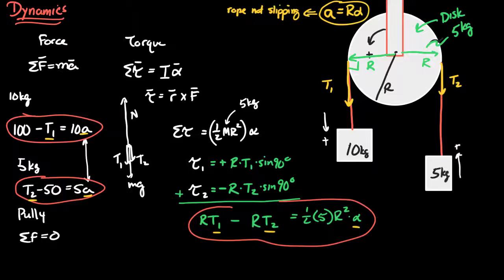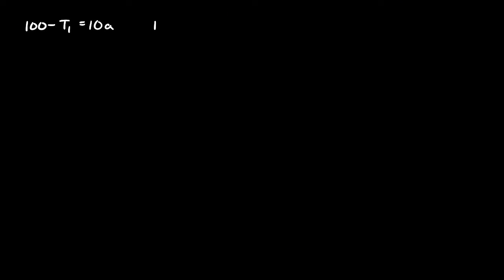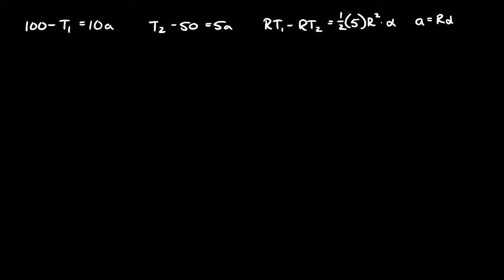Now, I'm going to stop here. We had T2 minus 50 equals 5A. The pulley experienced 2 torques, RT1 minus RT2, and that equaled 1/2 times 5 R squared times alpha. And the condition for not slipping is A equals R alpha. Those are the 4 things. We derived 3 of them. One of them, this, is the condition for not slipping.